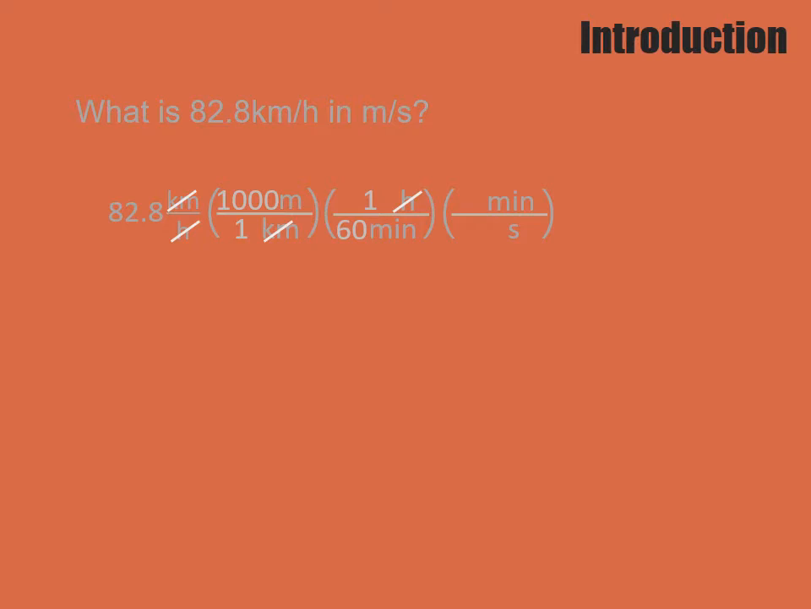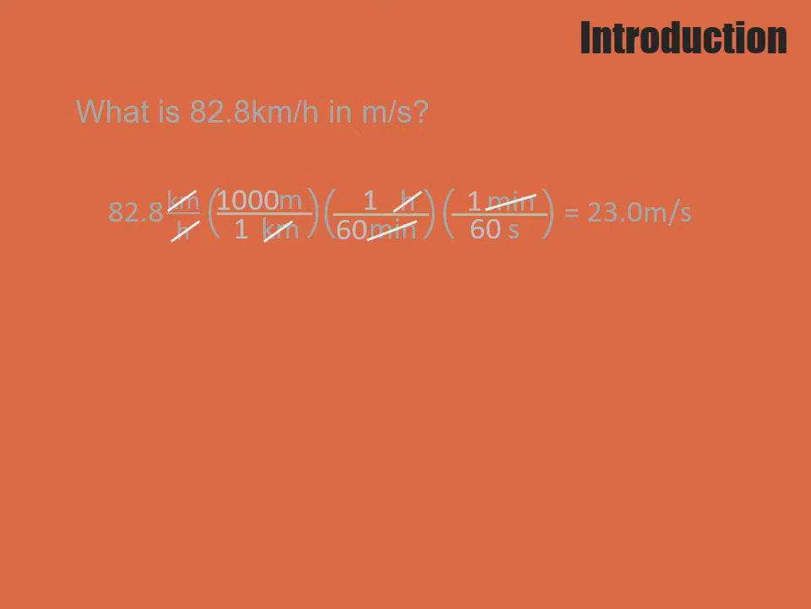Minutes and seconds, I have to put numbers in, so top equals bottom. And in 1 minute, there's 60 seconds. Minutes on the top and minutes on the bottom will factor out. So now when I run this through my calculator, the only units left will be meters on the top and seconds on the bottom. And that's what I want. I want my speed in meters per second. So 82.8 multiplied by 1,000 divided by 1 multiplied by 1 divided by 60 multiplied by 1 divided by 60 equals 23.0 meters per second.